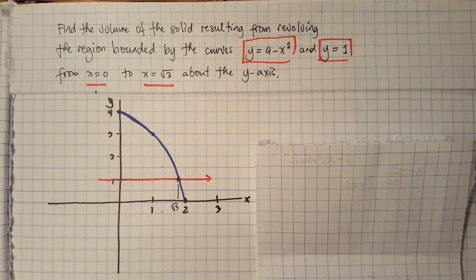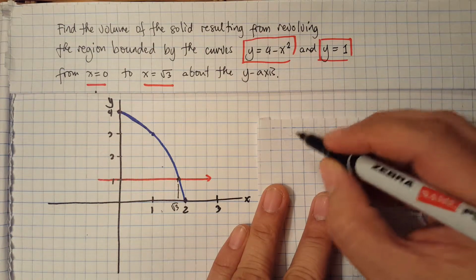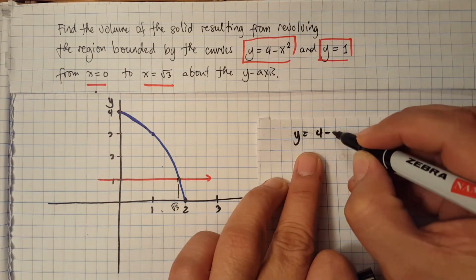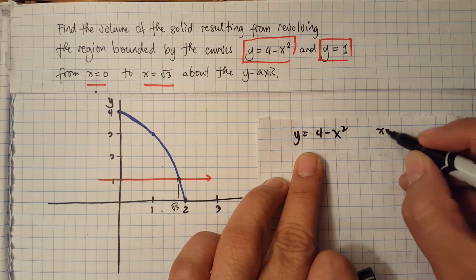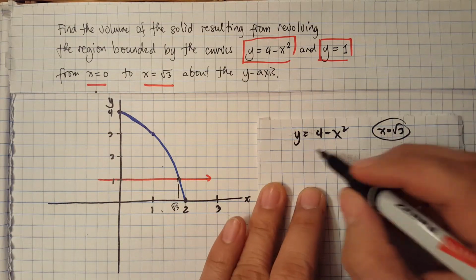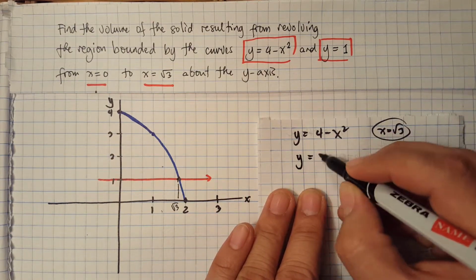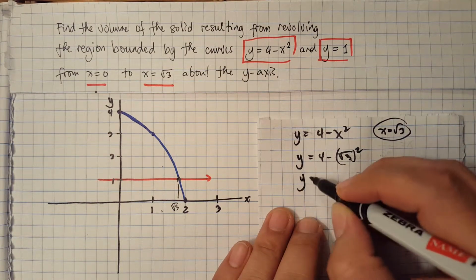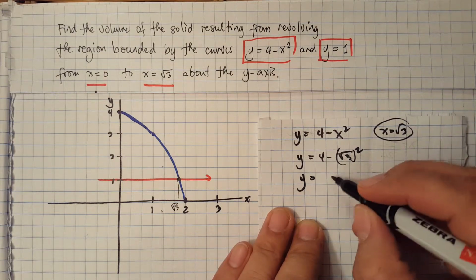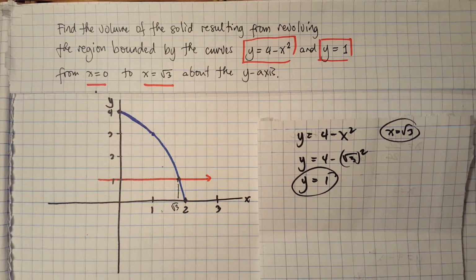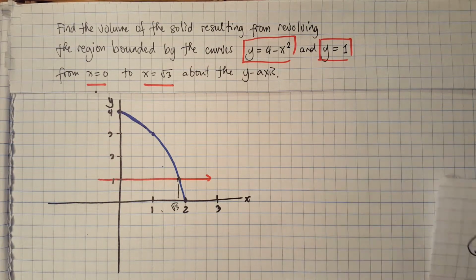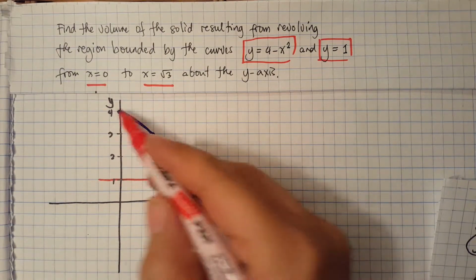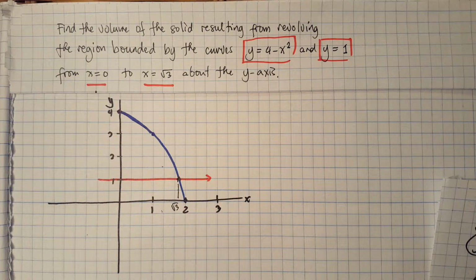I'm looking at this function here, y equals 4 minus x squared. If I let x be equal to square root of 3 and plug that in, we have y equals 4 minus square root of 3 squared. That's 4 minus 3, which is equal to 1. So that means we are looking at this region here, and we want to revolve that with respect to the y-axis. How is that going to look if you do that?